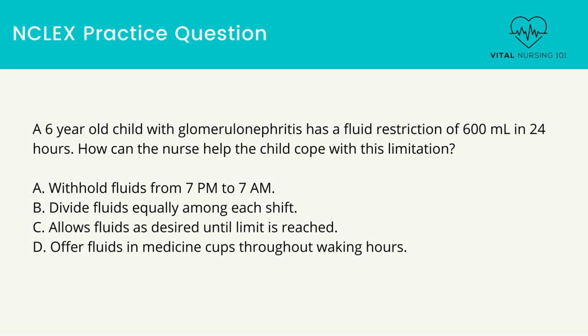A 6-year-old child with glomerulonephritis has a fluid restriction of 600 milliliters in 24 hours. How can the nurse help the child cope with this limitation? Withhold fluids from 7 p.m. to 7 a.m. Divide fluids equally among each shift. Allow fluids as desired until limit is reached. Offer fluids in medicine cups throughout waking hours.